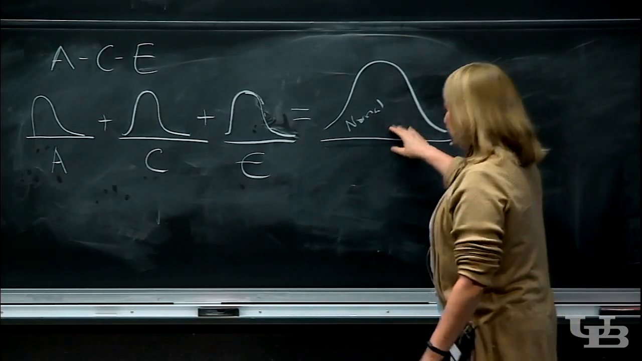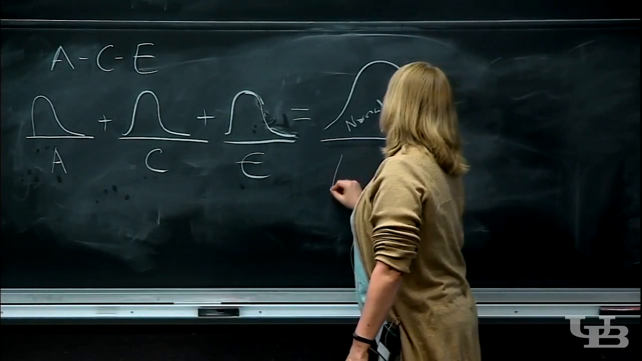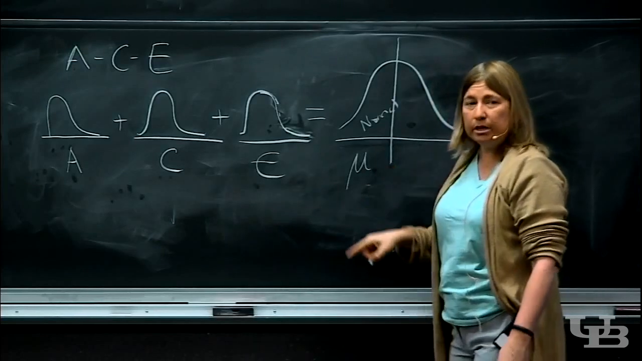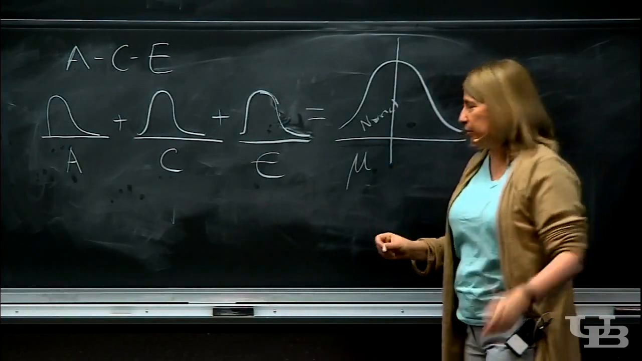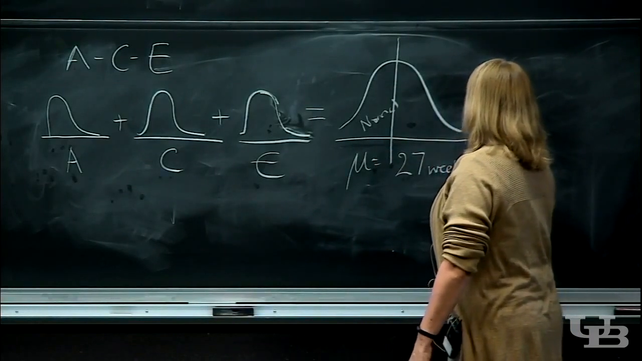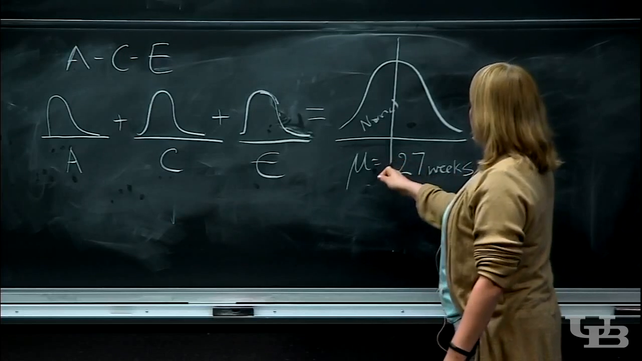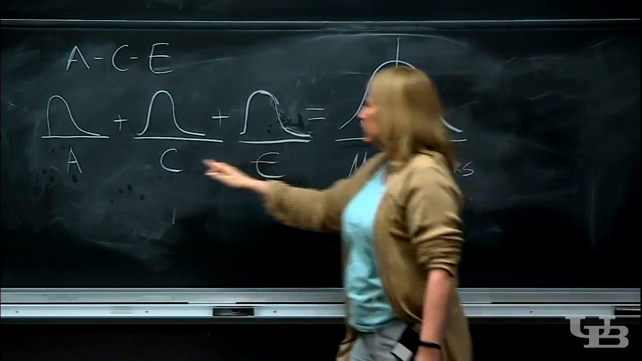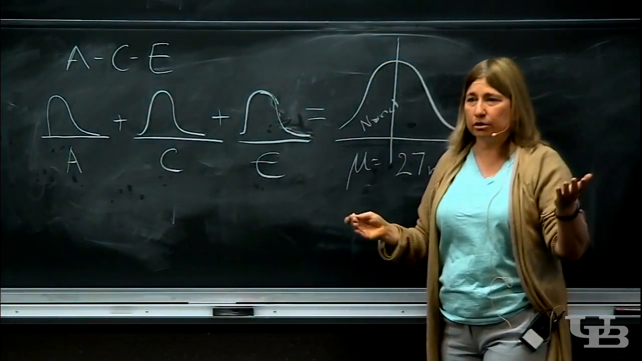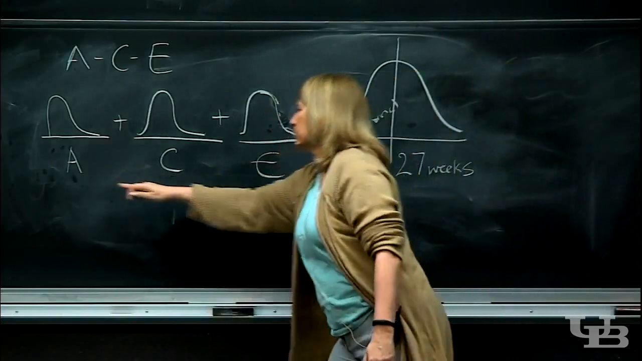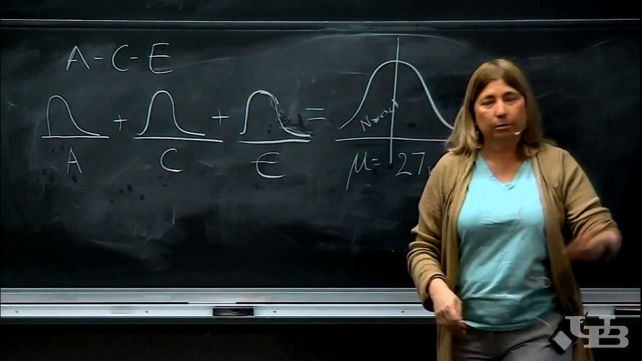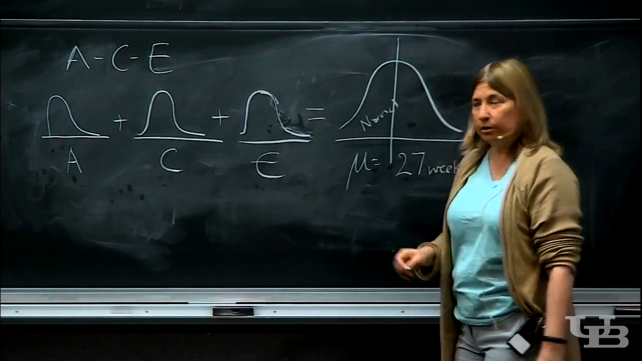Well, first off, if you're talking about ACE, every normal distribution has a center, a mean. Mu is typically the abbreviation for that. For ACE, it was 27 weeks. The center, the expected value of the path, is the sum of the expected values of the activities. That's just logical. If you expect this one to take a certain amount of time, this one to take a certain amount of time, and this one to take a certain amount of time, you add them up, and that's the center of the distribution.